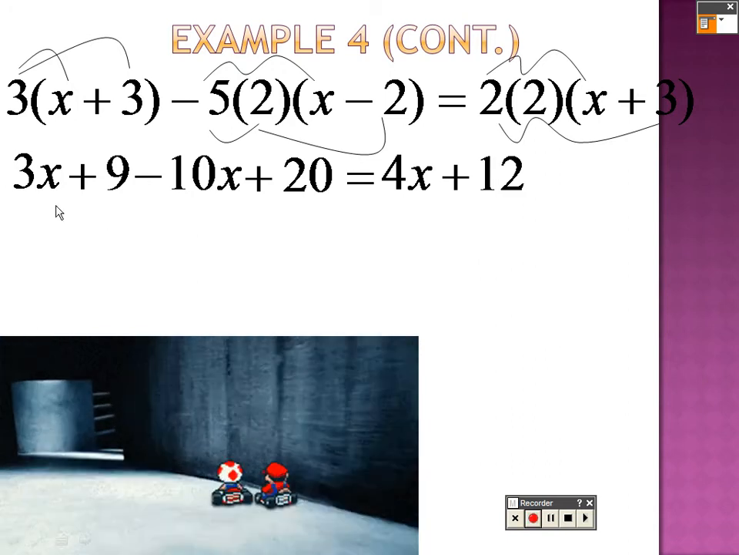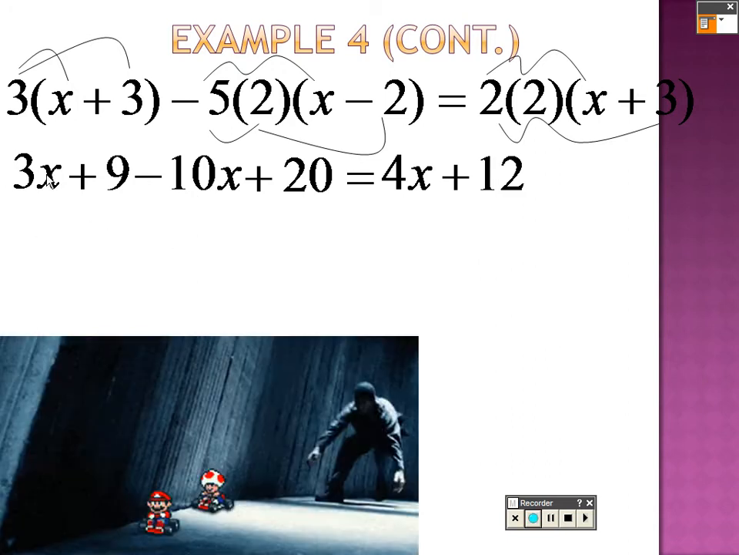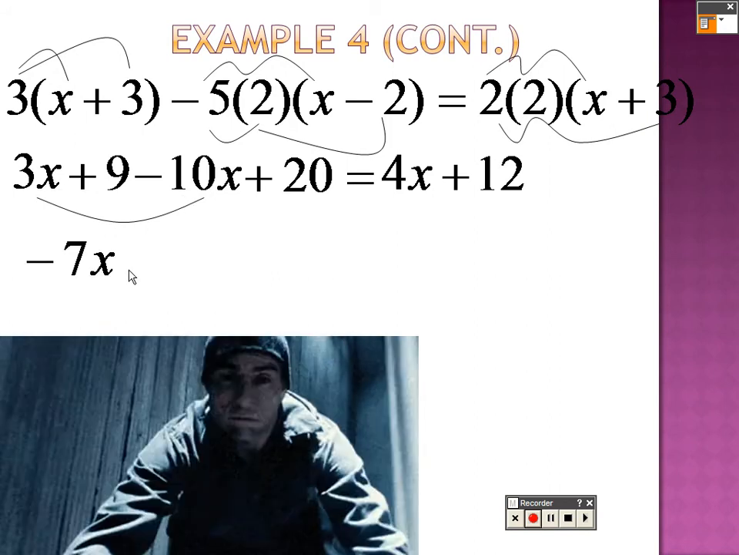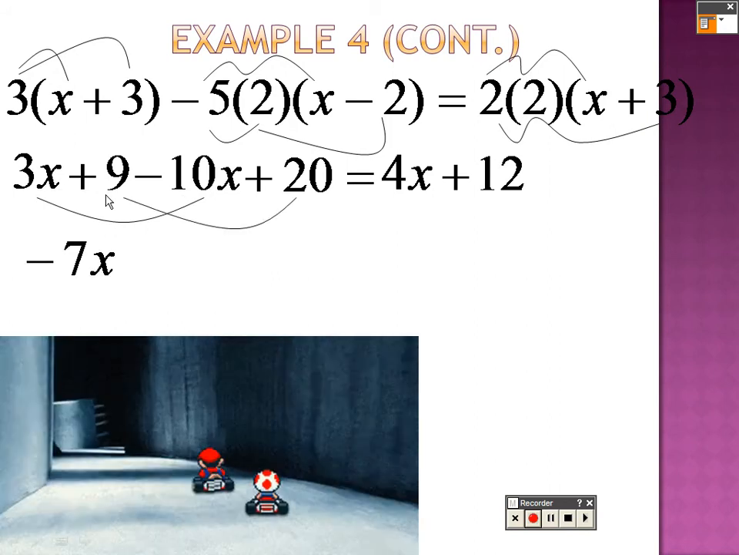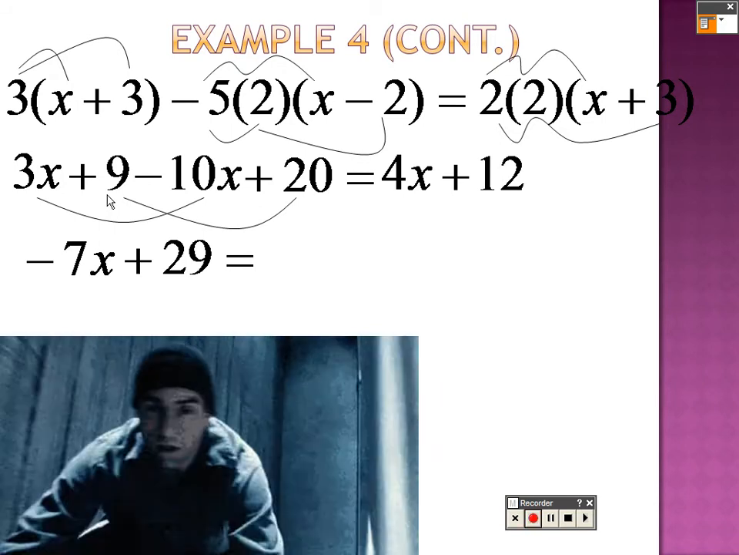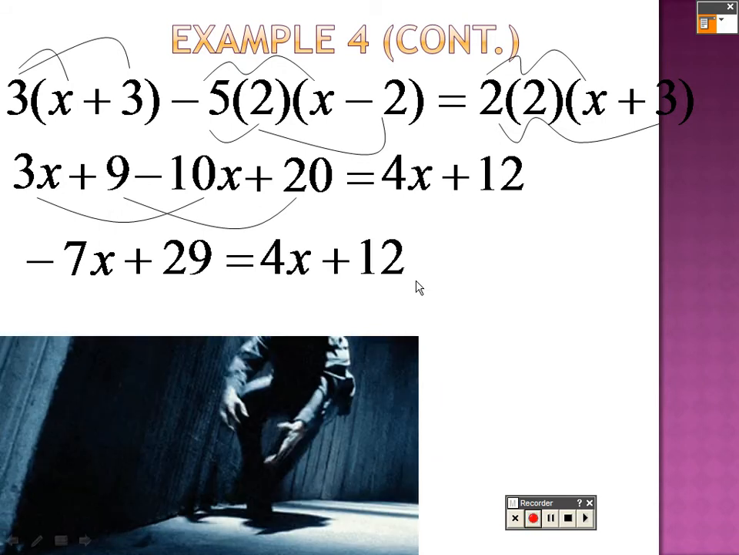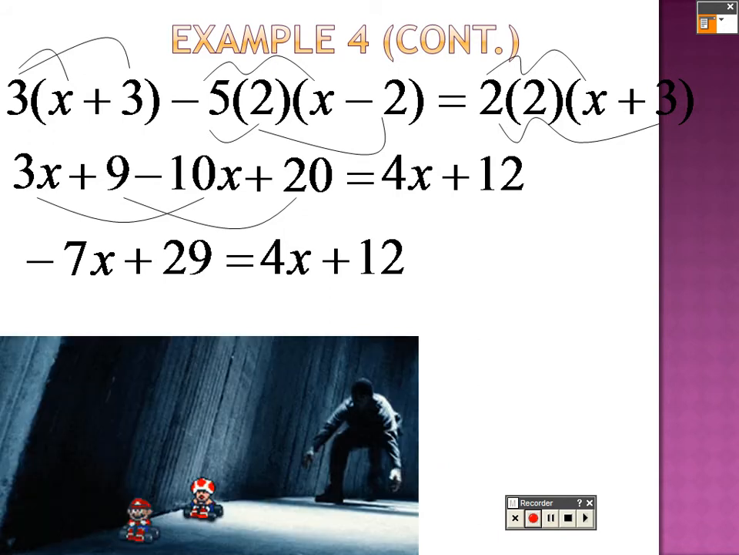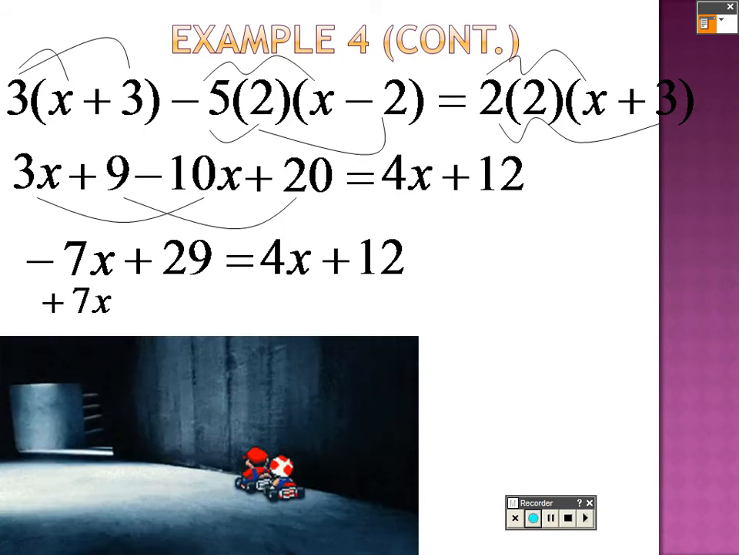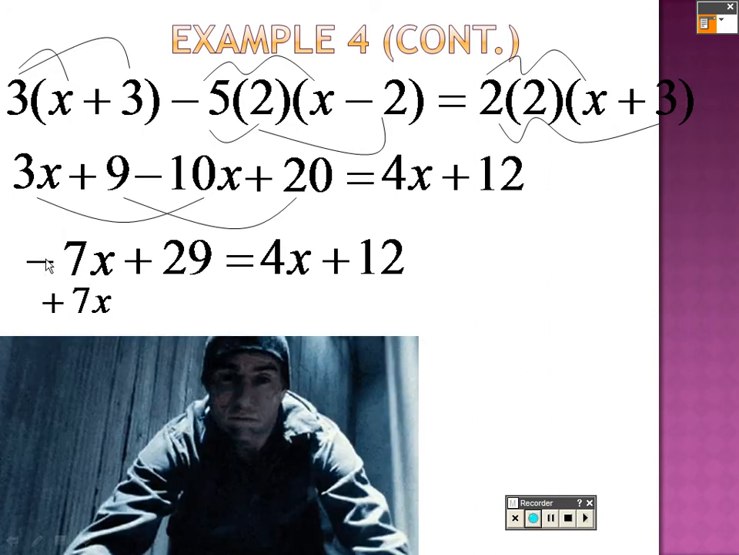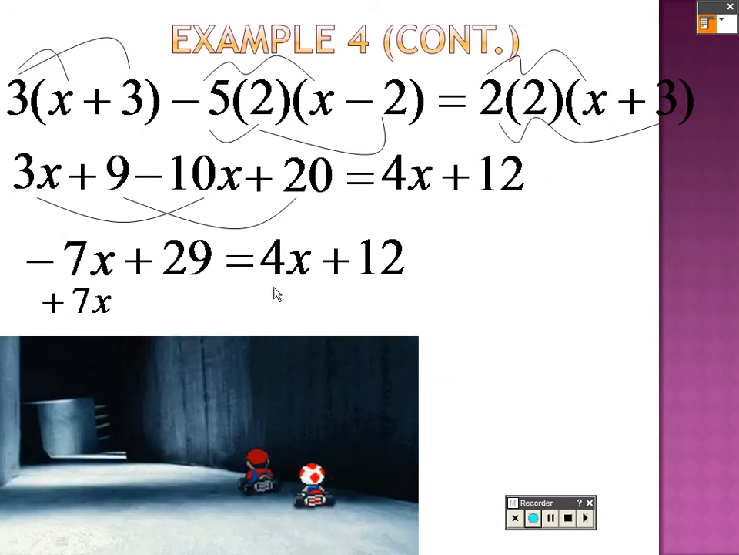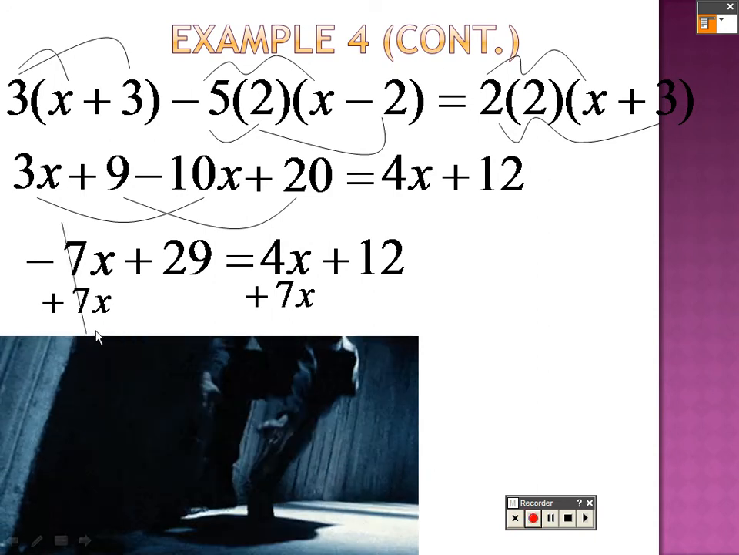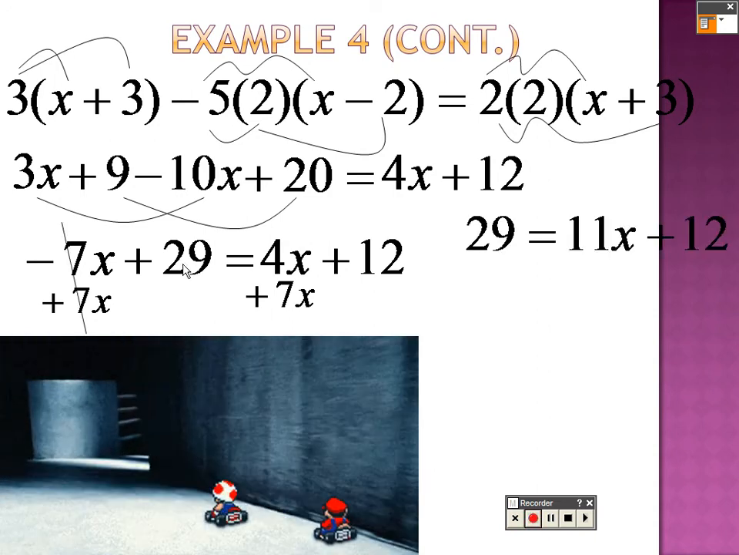Okay, so let's combine like terms now on this side. I have a 3x and a negative 10x, so I have negative 7x's. I have a 9 and a 20, so that is a positive 29. And I still have the 4x plus 12 left over on that side. So I need to combine all of my x's on one side. So like I said, I like having positive x's, so since this one's negative, I'm going to add 7x's to this side, because it's the opposite. Those cancel out. So I still have a 29 left over on that side.